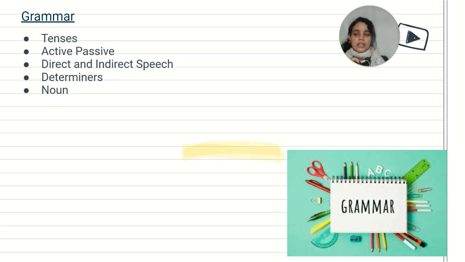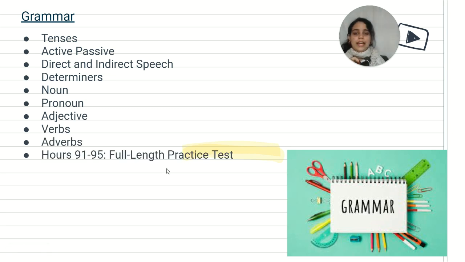We are going to work on determiners, noun, pronoun, adjective, verbs, adverbs, and we will do full length practice tests because tests are important. So these are the important topic from the grammar which we are going to cover. Basically if I talk about tenses, we are going to talk about some strategy which can be helpful, and in given time or in short period of time we can cover it. So basically the concept clarity will be there. Like what are the concept of grammar, हमें तुक्का नहीं मारना है, इसमें हम concept को अपने clear करेंगे.